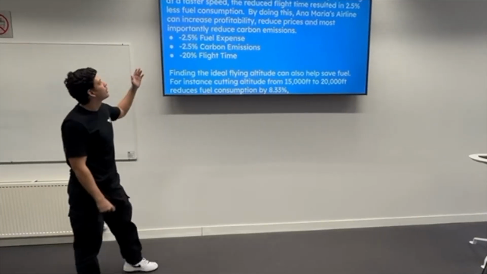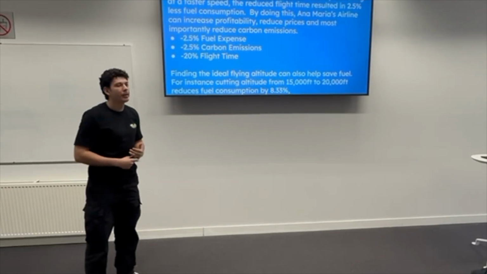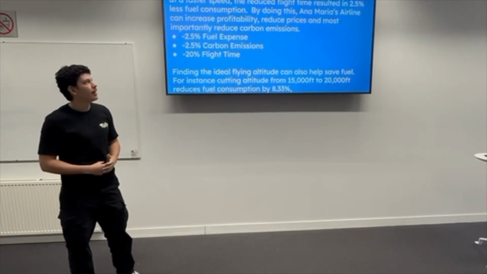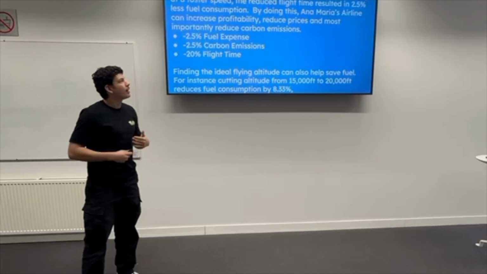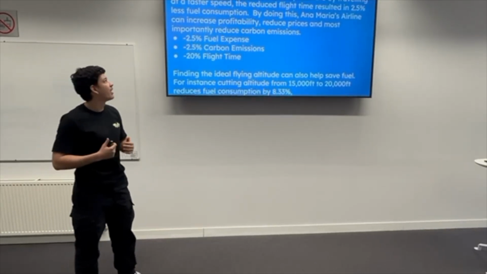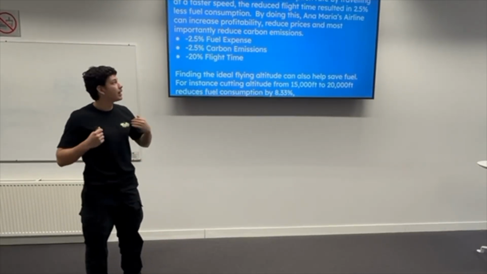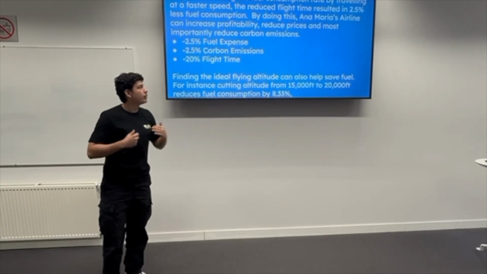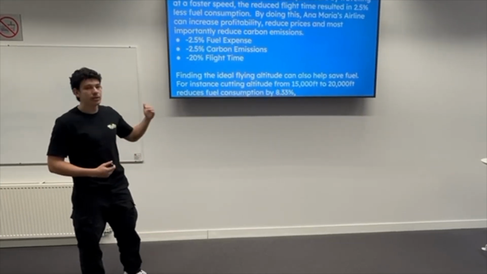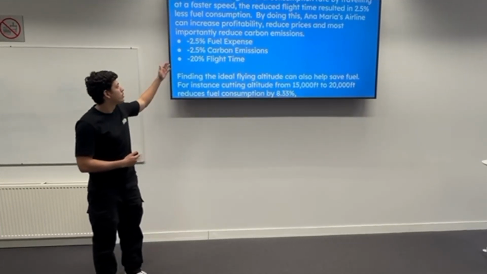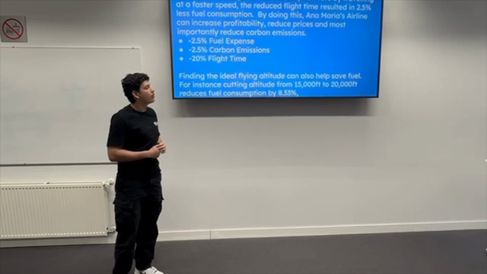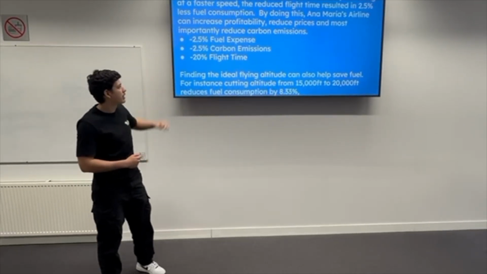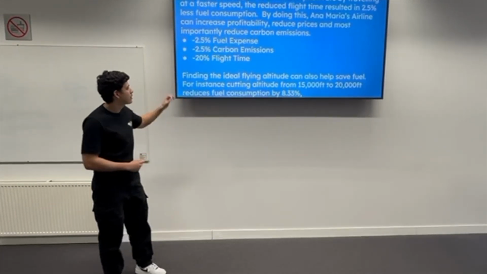Okay, so in conclusion, despite increasing the fuel consumption rate by traveling at a faster speed, the reduced flight time resulted in 2.5% less fuel consumption. By doing this, Anna Maria's airline can increase profitability, reduce prices, and most importantly, reduce carbon emissions. So minus 2.5% fuel expense, minus 2.5% carbon emissions, and minus 20% flight time.